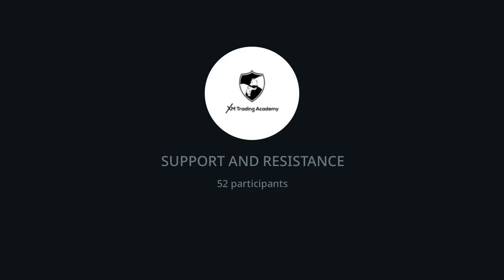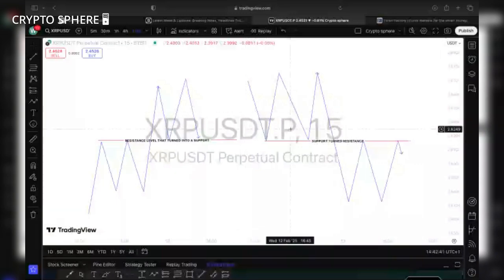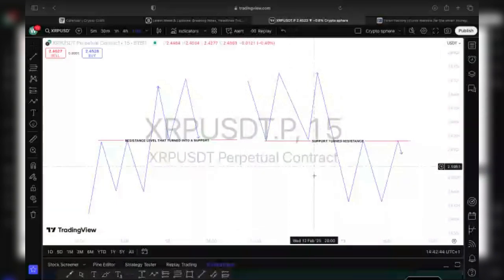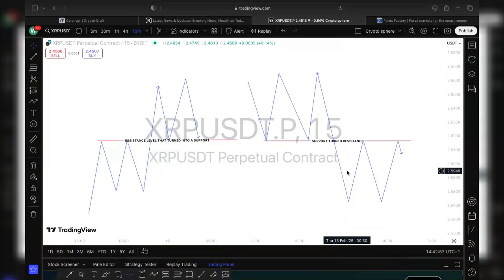And if a support level is being invalidated, turning to resistance, it simply means that you have more sellers. And instead of buying now, you should be looking out for how to sell the market. That's the significance of support and resistance, knowing whether to buy or sell. It gives you information on where these buyers are and how you can spot them in the market.